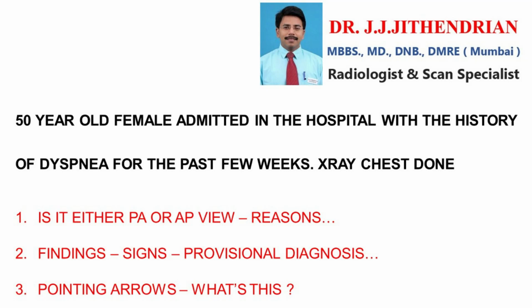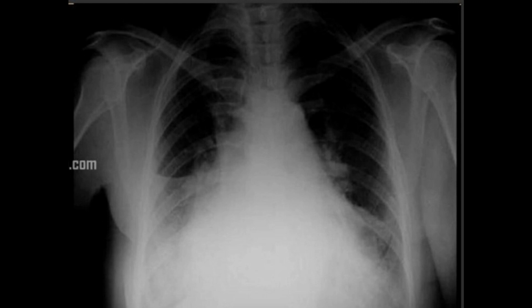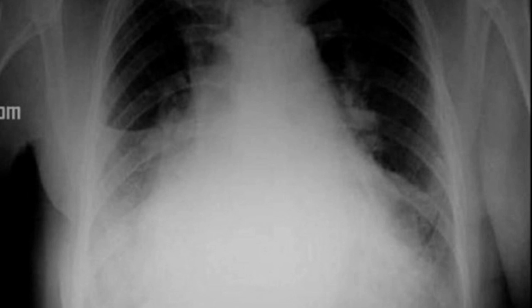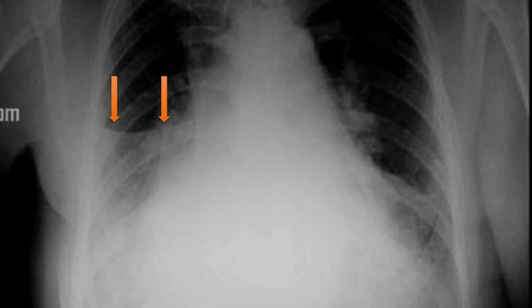It's not uncommon to have varied interpretation of an X-ray chest, especially in an ICU. This case is like that. This is an X-ray chest of a 50-year-old lady. The questions are whether it is done in PA view or AP view, what are all the findings, especially about the signs, and lastly, something is focused with the arrows. What is it? Give your attention.